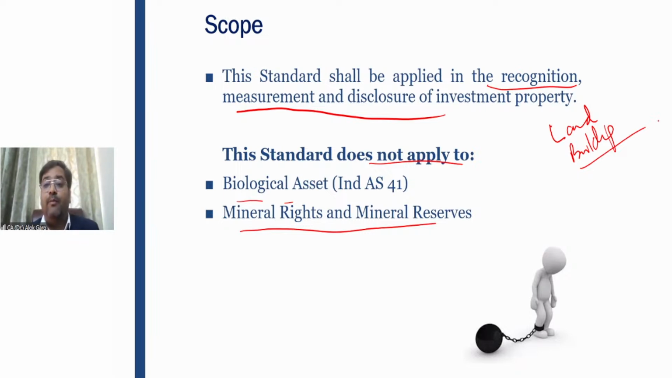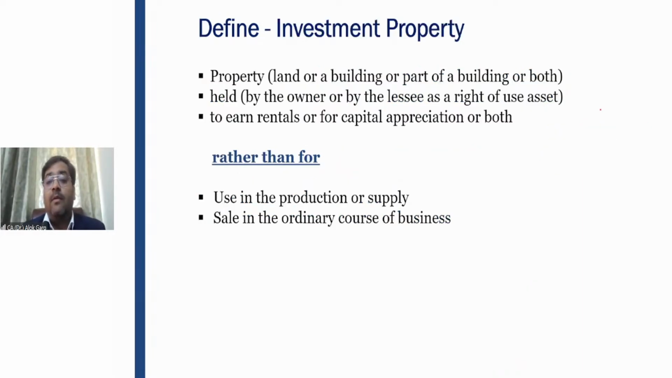Because probably you may say that, sir, this biological asset, this plant is an immovable property. So will it be covered? Answer is no. Mineral rights and mineral reserves are again part of the earth, right? So is it an investment property? Answer is no. Please remember, only two assets are investment property: land, building, land or building, land and building, right? That's all. Now, what is the definition of investment property?